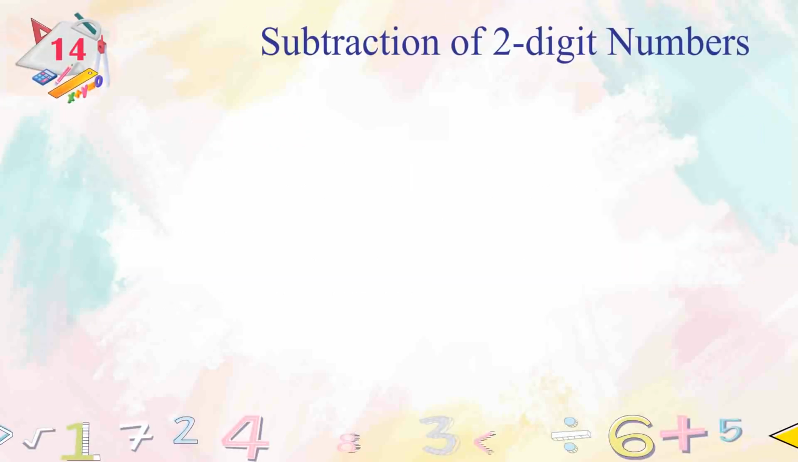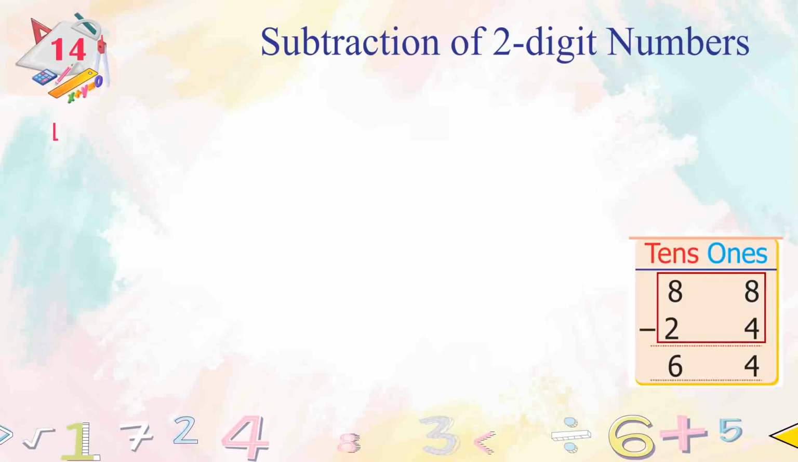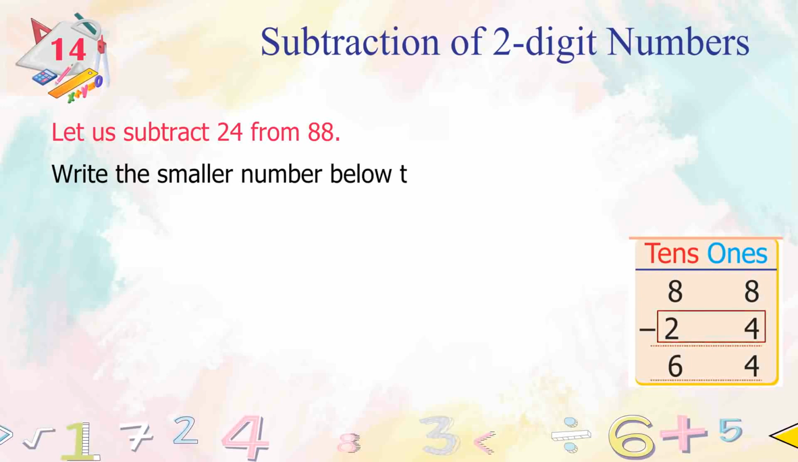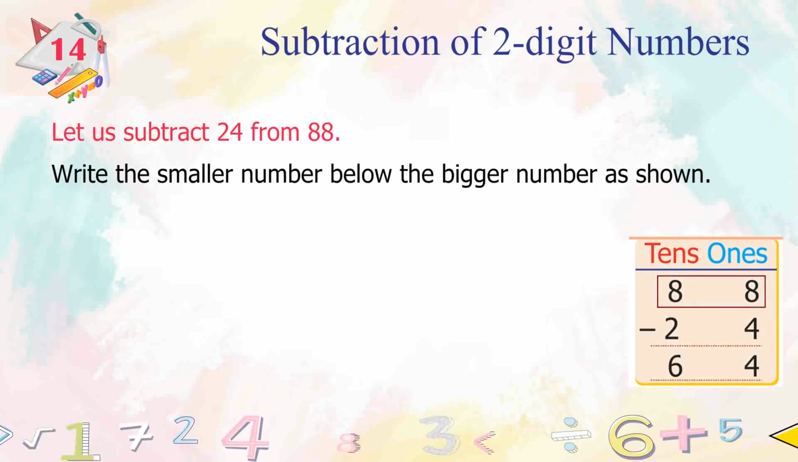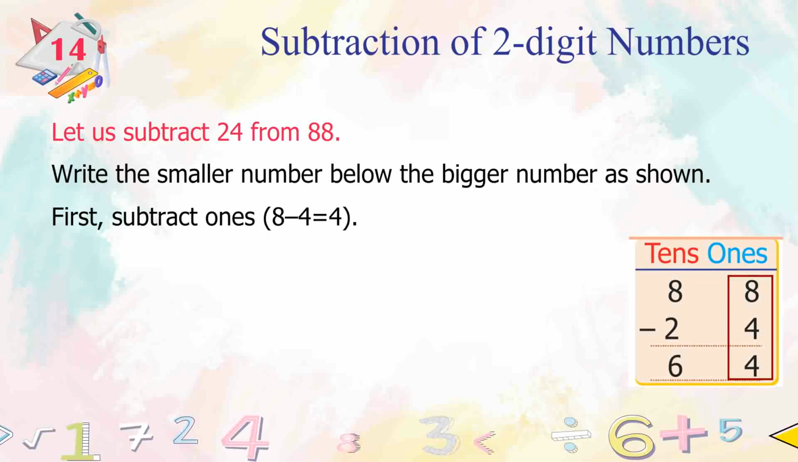Chapter 14. Subtraction of two-digit numbers. Let us subtract 24 from 88. Write the smaller number below the bigger number as shown. First, subtract ones. 8 minus 4 is equal to 4. Write 4 in ones column.